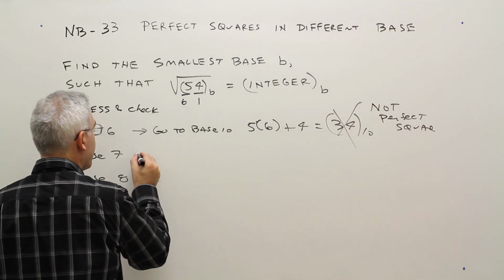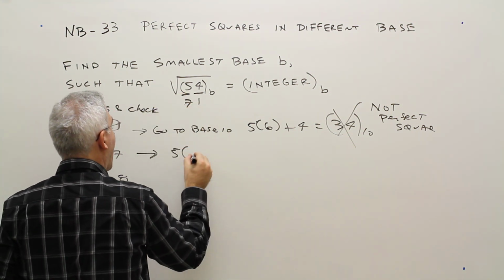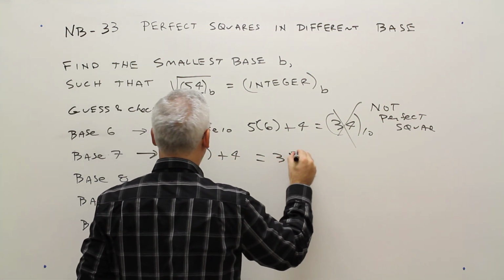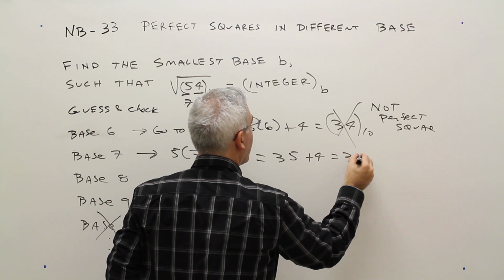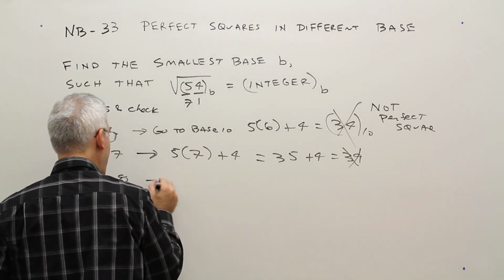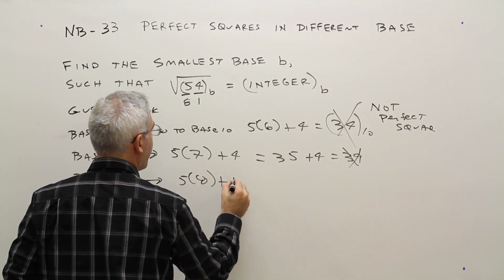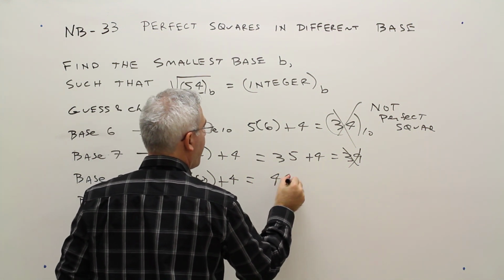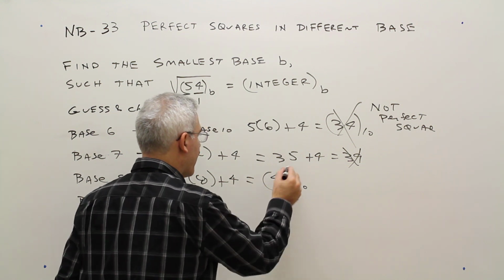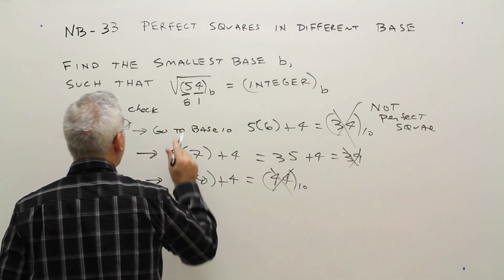Let's try base 7. Okay, so if it was base 7, then I've got 5 7s plus 4 1s. That's 35 plus 4. That's 39. Not a perfect square. Okay, let's try base 8. 5 8s plus 4. That's 44. In base 10, not a perfect square. Oh, it's getting tedious. I hope this works out.